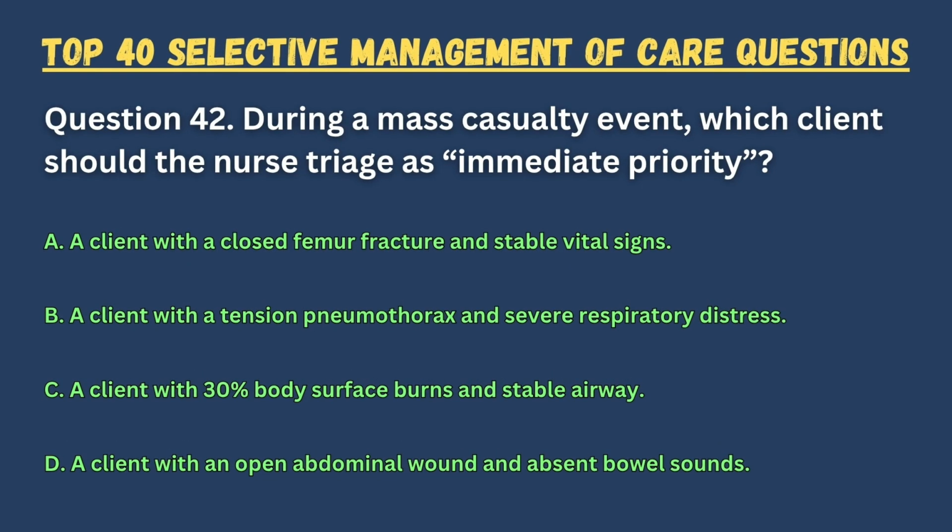Question 42. During a mass casualty event, which client should the nurse triage as immediate priority? A. A client with a closed femur fracture and stable vital signs. B. A client with a tension pneumothorax and severe respiratory distress. C. A client with 30% body surface burns and stable airway. D. A client with an open abdominal wound and absent bowel sounds.